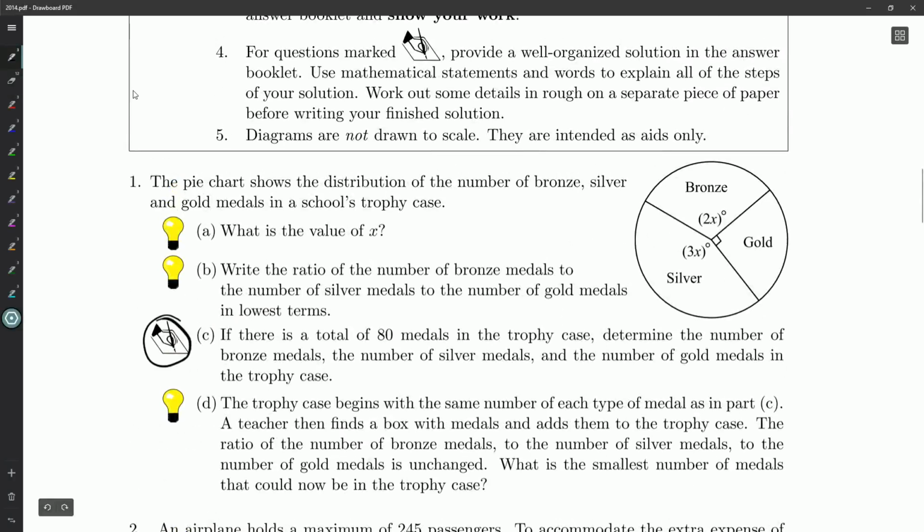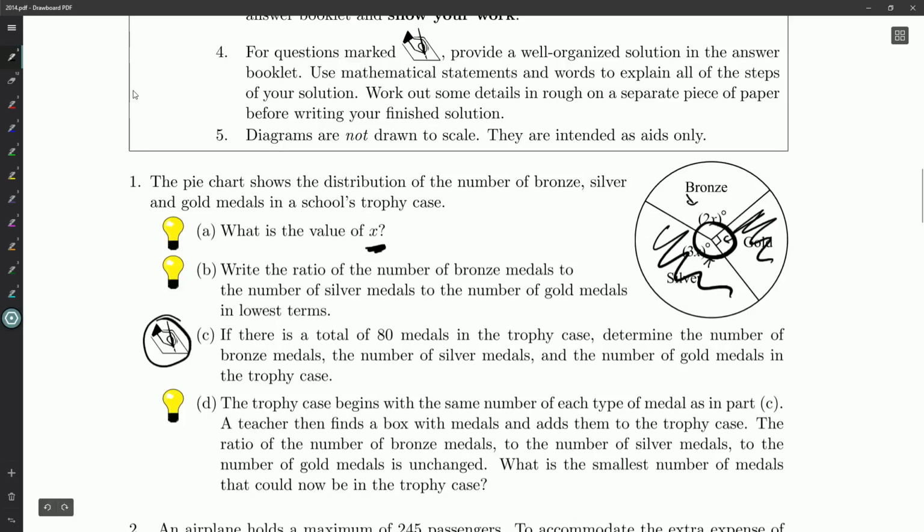All right. So the pie chart shows the distribution of the number of bronze, silver, and gold medals in a school's trophy case. So we got a nice little pie chart. Now the area of the pie chart corresponds to how much they have. So it's a proportionality thing. And the area of these pie charts is also proportional to these angles, which catch my eye. First thing they're asking is, what is the value of x?